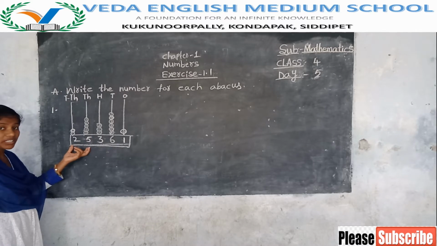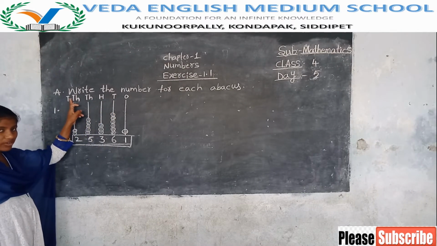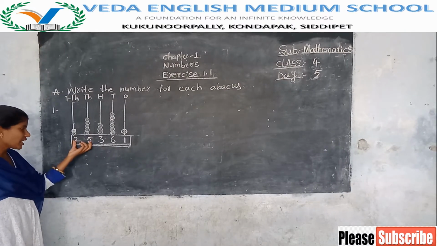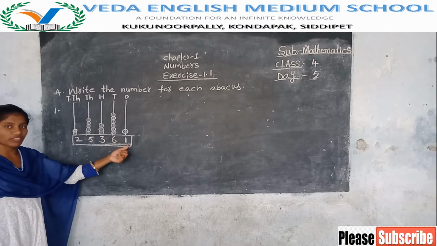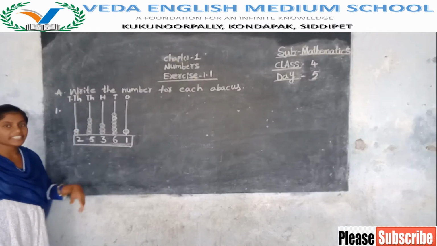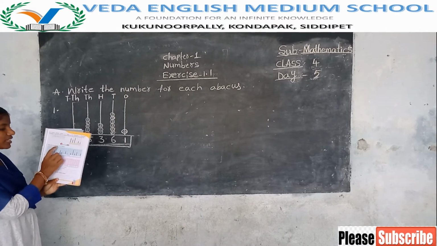How to read this number? Ones, tens, hundreds, thousands, 10,000s. We have the place value up to 10,000. Then how to read this number? 25,361. So, in your first bit, write the number for each abacus.